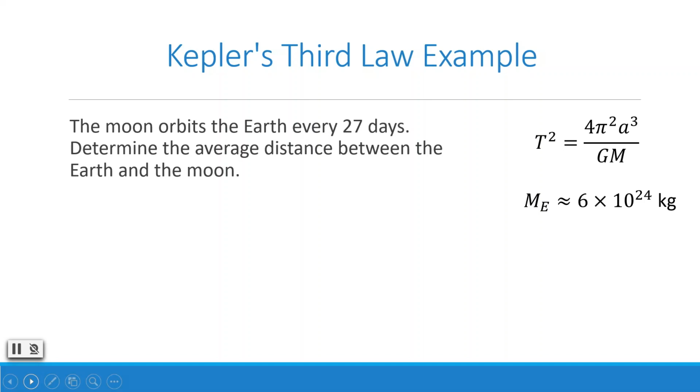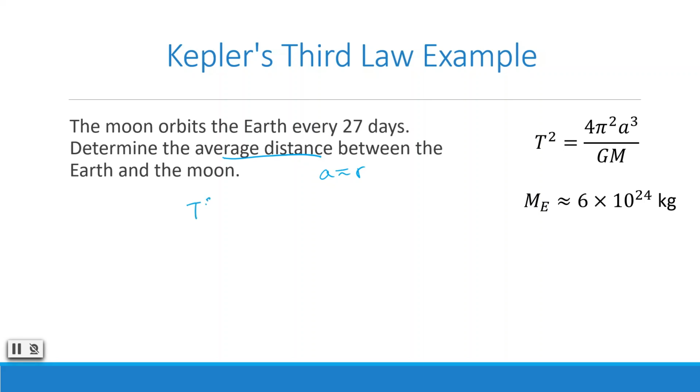All right, so looking at an example of Kepler's third law, we have the moon that orbits the Earth every 27 days. We want to determine the average distance between the Earth and the moon. So we're going to use Kepler's third law here. We're looking at the average distance, so really we're assuming that our A is approximately equal to R, the radius. We're not looking specifically at the semi-major axis, we're really just approximating as a circle.